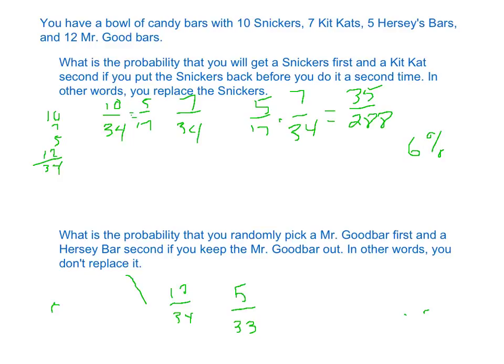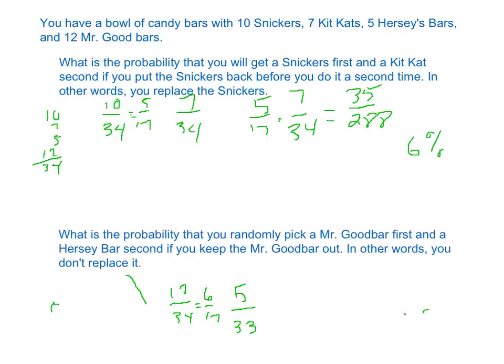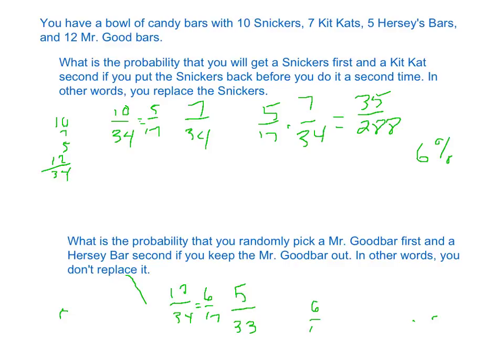Well, 12 34ths can be reduced. That gives us 6 17ths. So we need to multiply 6 17ths by 5 over 33, and that gives us 30 over 561, which is about a 5% chance of that occurring.